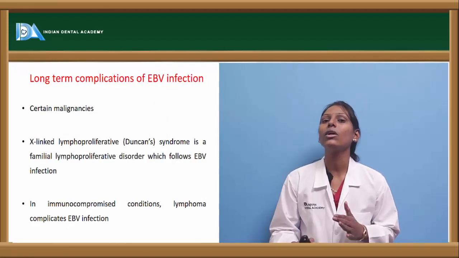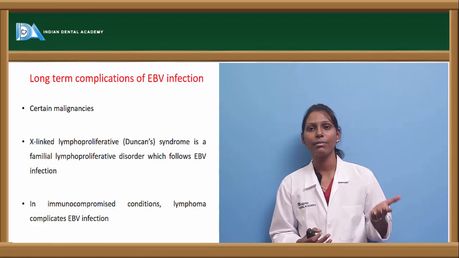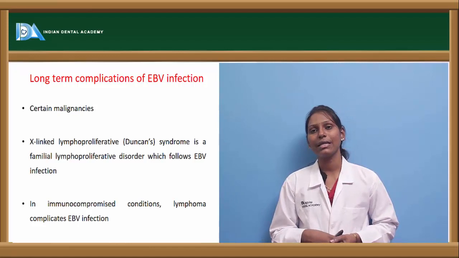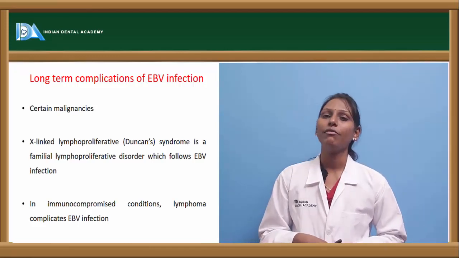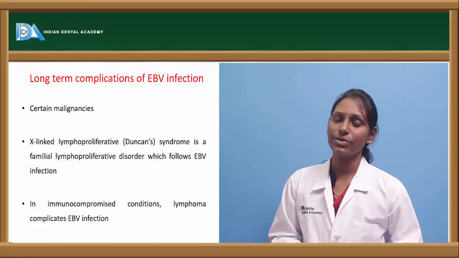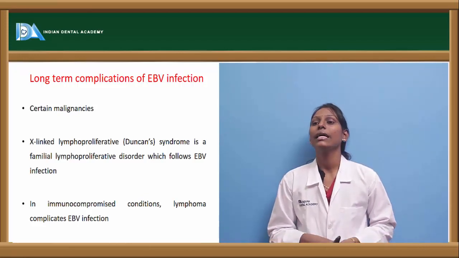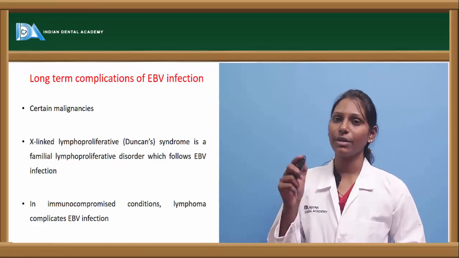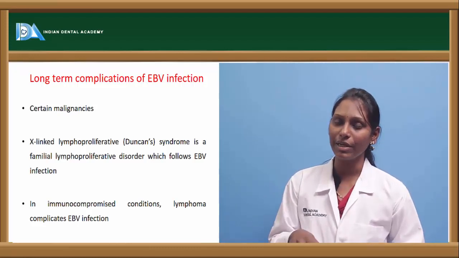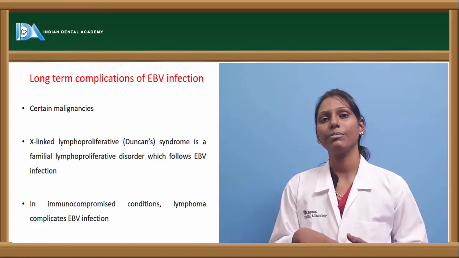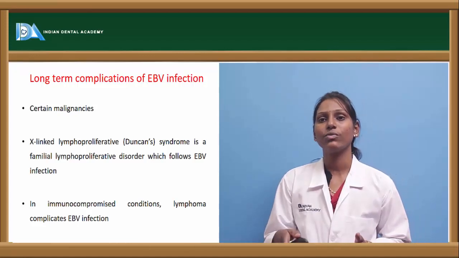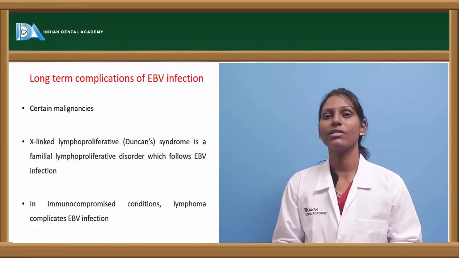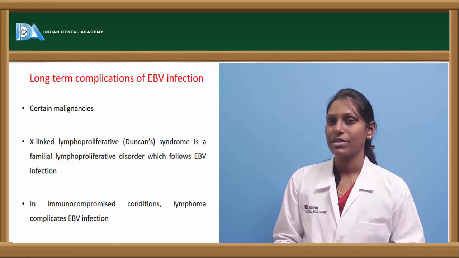Now coming to long-term complications of EBV infections, there are certain malignancies which we have seen earlier, and we have also X-linked lymphoproliferative disease, nothing but Duncan's syndrome. This is a familial lymphoproliferative disorder usually associated with Epstein-Barr virus. In immunocompromised conditions, lymphoma complicates Epstein-Barr infection. When an immunocompromised patient is already having lymphoma and is exposed to an Epstein-Barr virus infection, lymphoma complicates the Epstein-Barr virus infection, and other complications which I have already mentioned can be manifested in those patients.